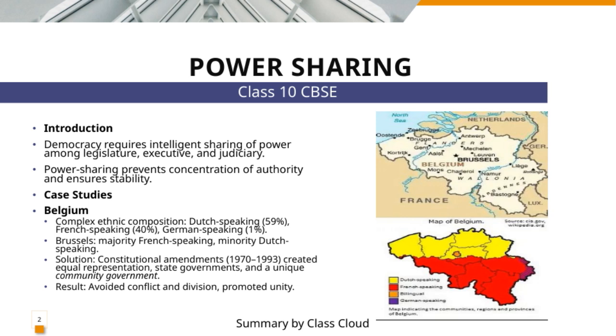These amendments created structures like equal representation for different groups, separate state governments for different communities, and a unique community government system. The outcome of these measures was very positive. They helped avoid potential conflicts and divisions, fostering unity instead. This example clearly illustrates the importance of power sharing in maintaining harmony within a diverse society. It ties back to our overall theme that well-designed power-sharing arrangements are crucial for a stable and peaceful democracy.